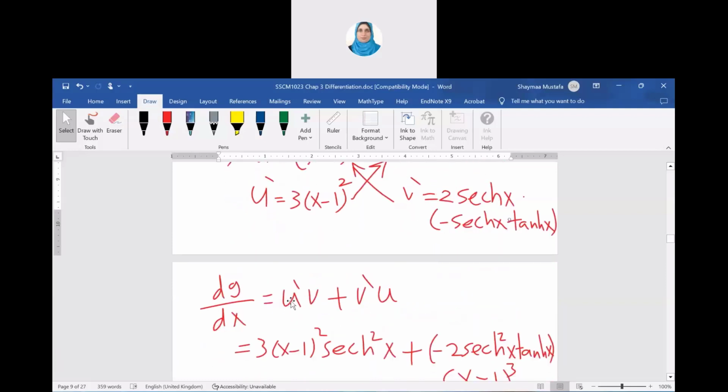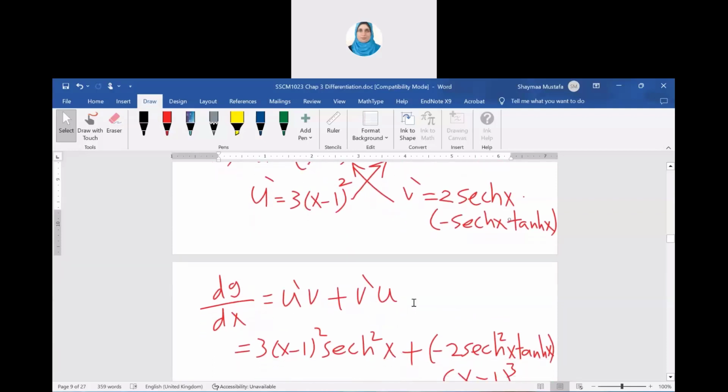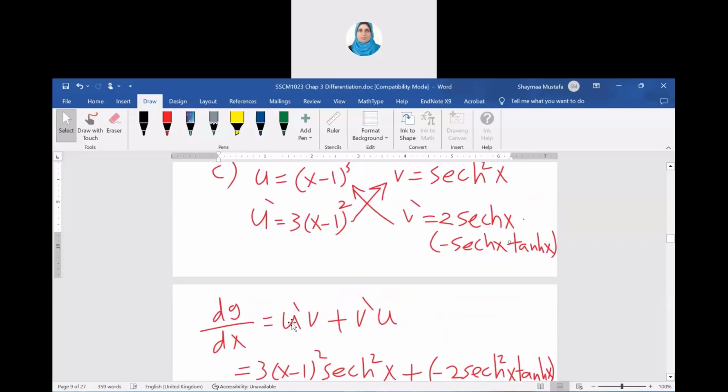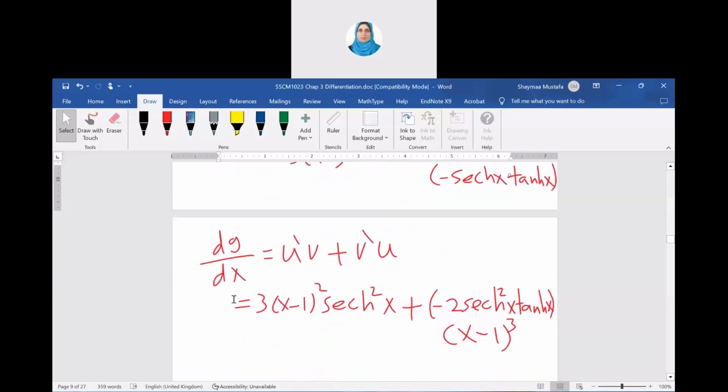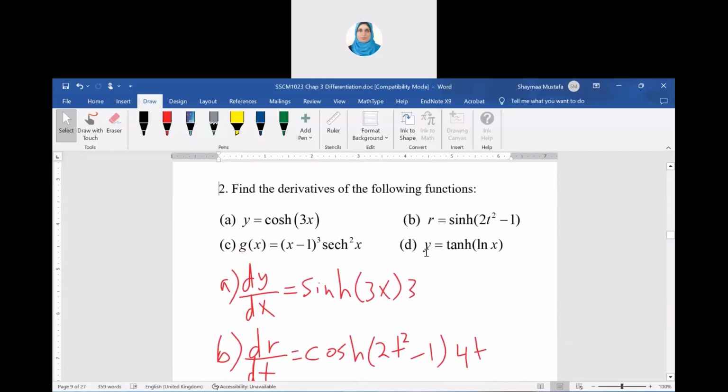Now apply the product rule. The derivative for u times v plus the derivative for v times u. So the derivative for u, 3(x minus 1) square, multiplied by sec square, plus the derivative for v, 2 sec x multiplied by minus sec x tan x, which is minus 2 sec square x tan x, multiplied by u, which is (x minus 1) cube. Okay.